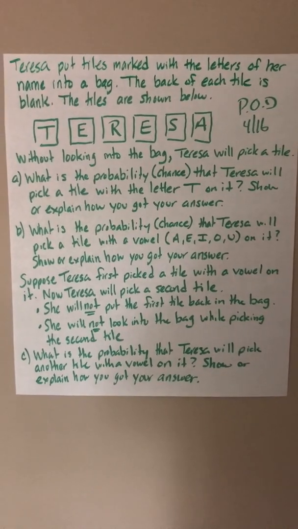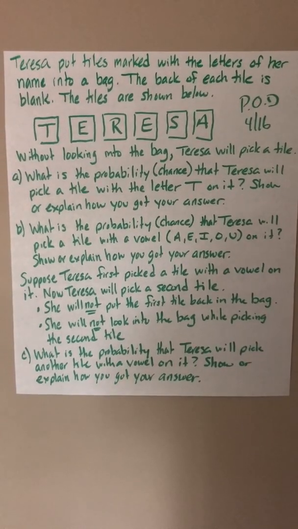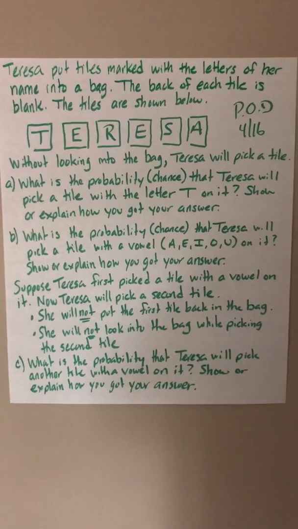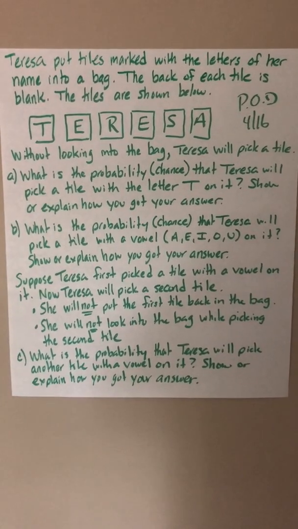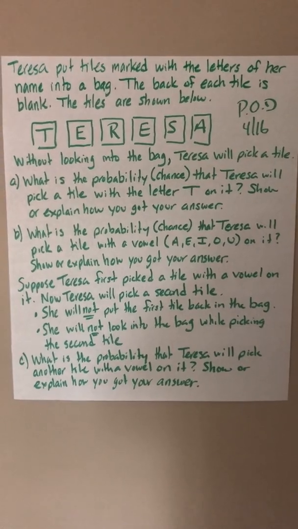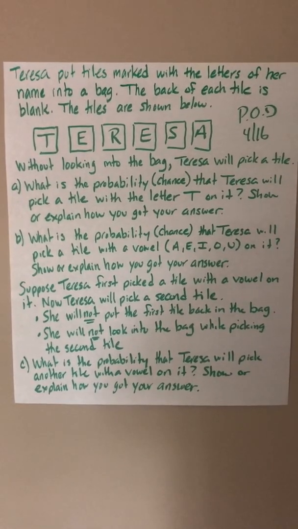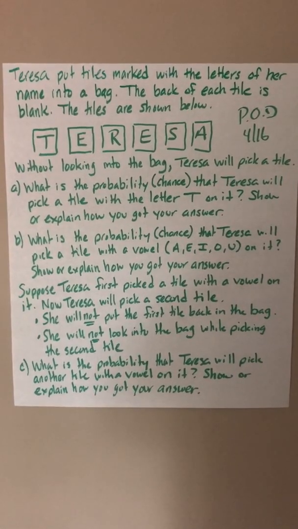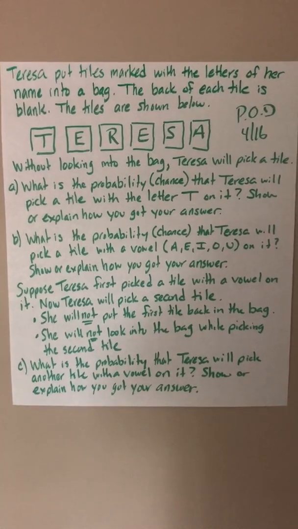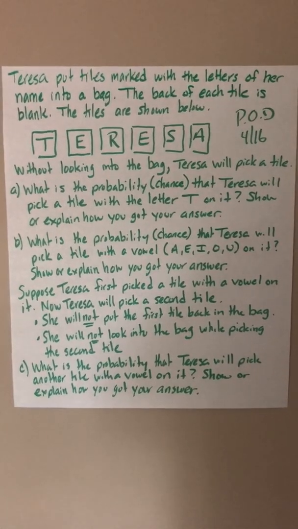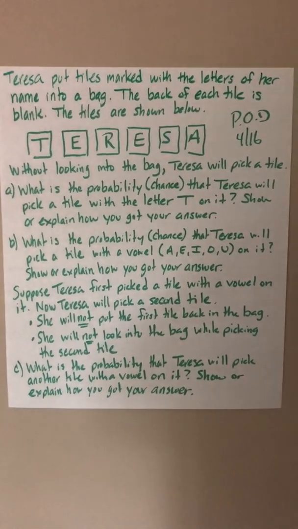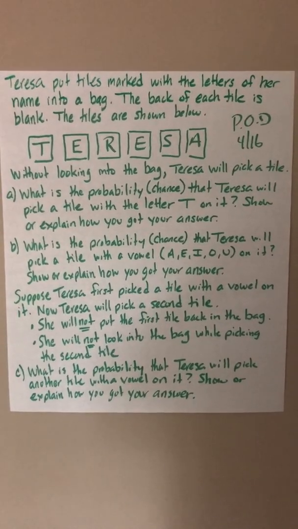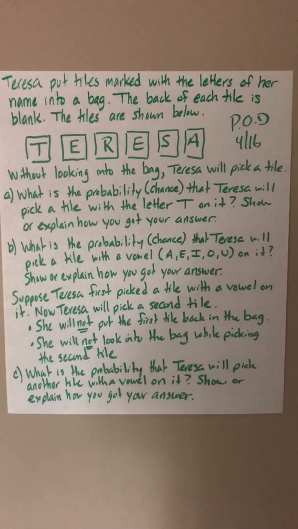Part B, what is the probability or chance that Teresa will pick a tile with a vowel, A, E, I, O and U, on it? Show or explain how you get your answer. And suppose Teresa first picked a tile with a vowel on it. Now Teresa will pick a second tile. She will not put the first tile back in the bag. She will not look into the bag while picking the second tile. What is the probability that Teresa will pick another tile with a vowel on it? Show or explain how you get your answer.